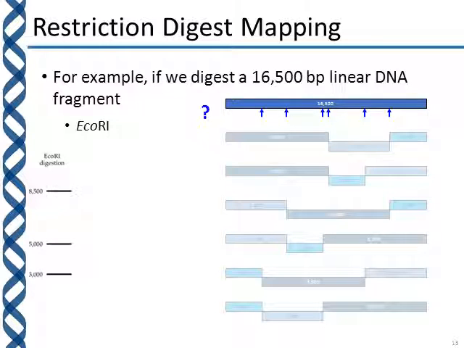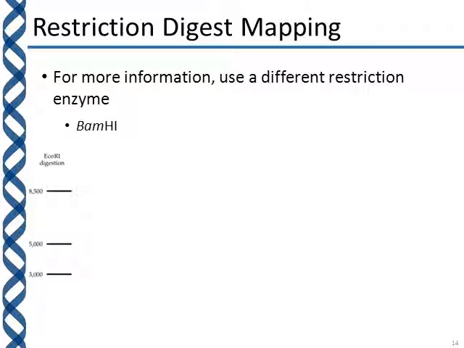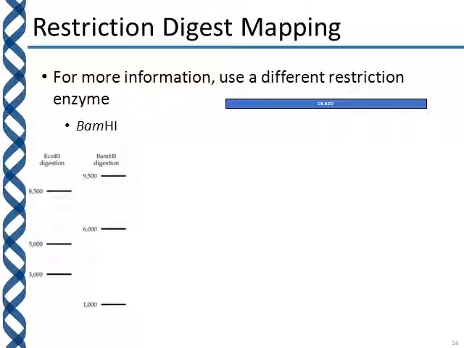So the question is, which one of or combination of these restriction endonuclease sites are the actual sites on these DNAs, and how do we determine that? Well, for more information, let's use a different restriction enzyme. We'll use BamHI. Again, the same strand of DNA. This again produces three fragments, which means there are two recognition sites.